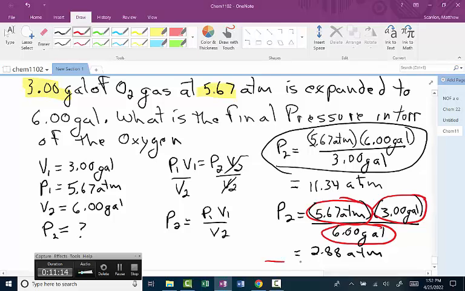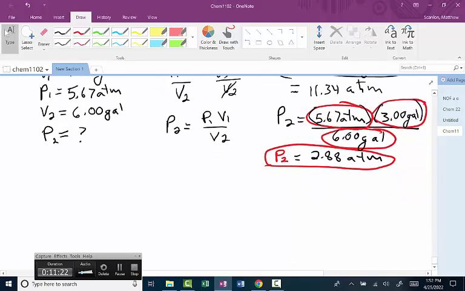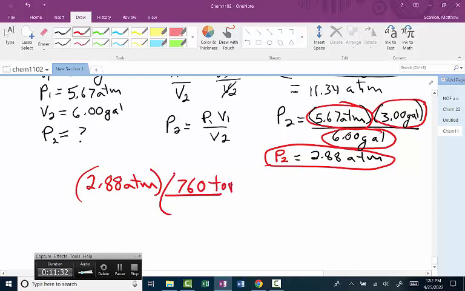I now get P2 equals 2.88 atmospheres. Unfortunately, I asked for it in torr, so I'll do a conversion. 2.88 atmospheres times 760 torr per 1 atmosphere, and I get 2,189 torr. And again, I'm not real careful about sig figs on these. There you go.